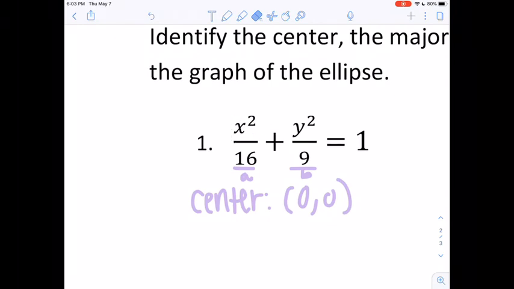Now, it's not that important to remember that that's going to be the major axis, but it is important to remember which one is going to be a and which one is going to be b. So a is always the bigger number.